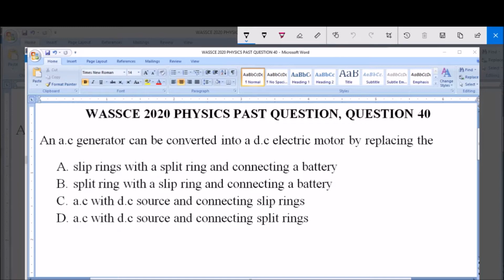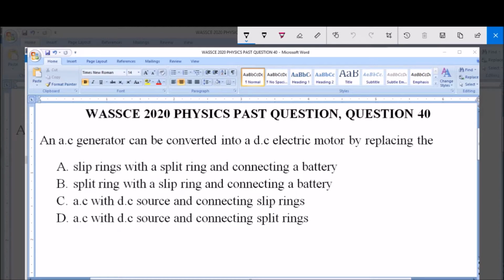An AC generator can be converted into a DC electric motor by replacing the A. Slip rings with a split ring and connecting a battery, B. Split ring with a slip ring and connecting a battery, C. AC with DC source and connecting slip rings, and D. AC with DC source and connecting split rings.